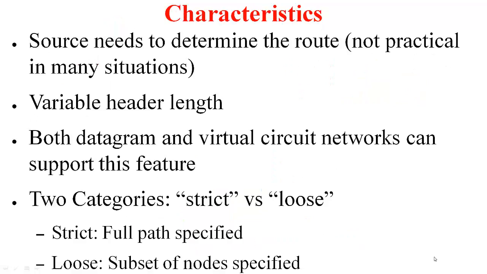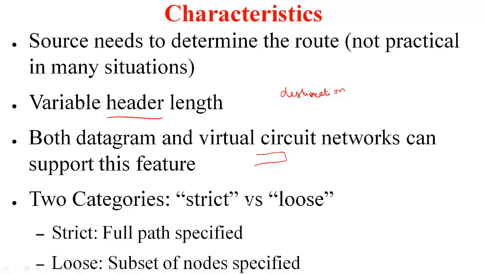I have already mentioned that the source needs to determine the route. This is not practical in many situations. Another characteristic of source routing is that the header can be variable. Why is this the case? Depending on the destination, the path that you are going to take may vary. If really required, this feature can be supported both in datagram and virtual circuit networks, by which I mean that in datagram switching, for example, if the header contains the entire path, you can rely on it and not look at the forwarding table to send this particular packet. So this is a feature that can potentially be supported.